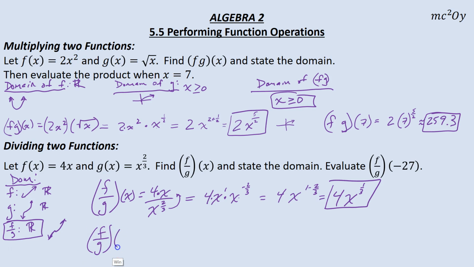F divided by g, we're evaluating for negative 27. That's going to take 4 times negative 27 to the 1/3 power. That's the cube root of negative 27. The cube root of negative 27 is negative 3. And 4 times negative 3 is negative 12.